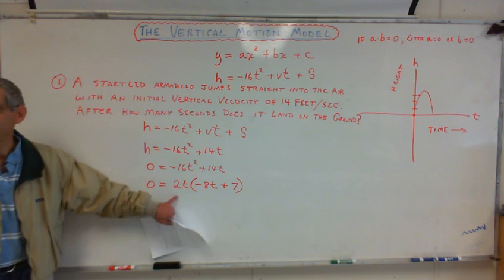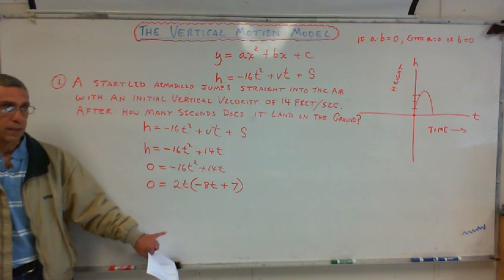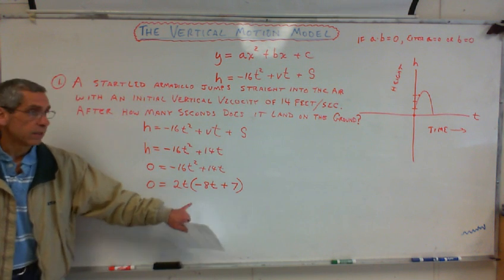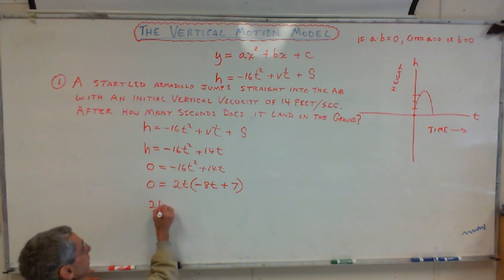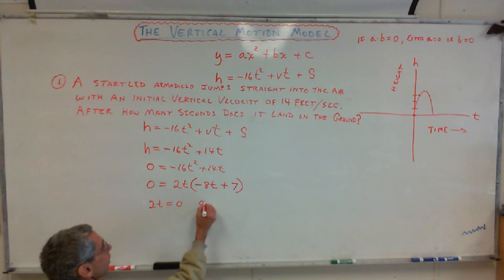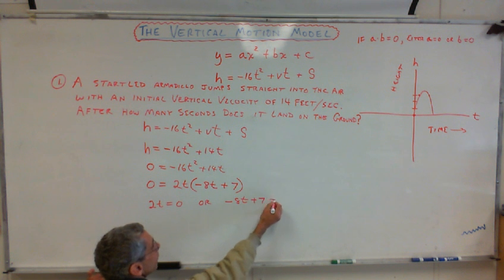2t is my A. Does that make sense? Do you guys see that? Yeah. 2t is my A, and what's my B? Negative 8. That's my B. So that means that either 2t equals 0 or -8t + 7 = 0.